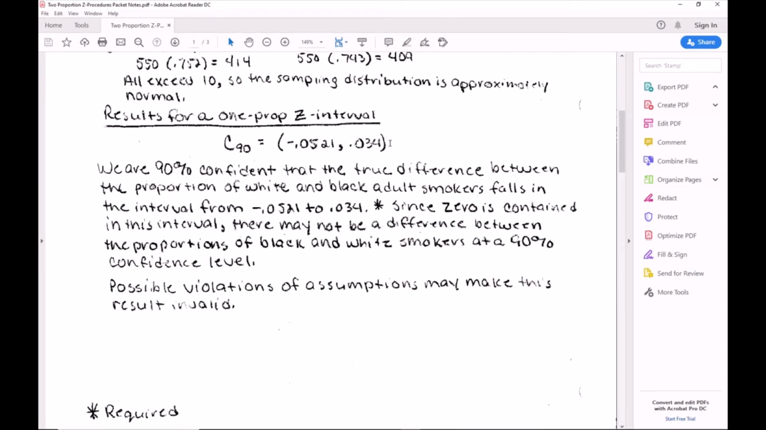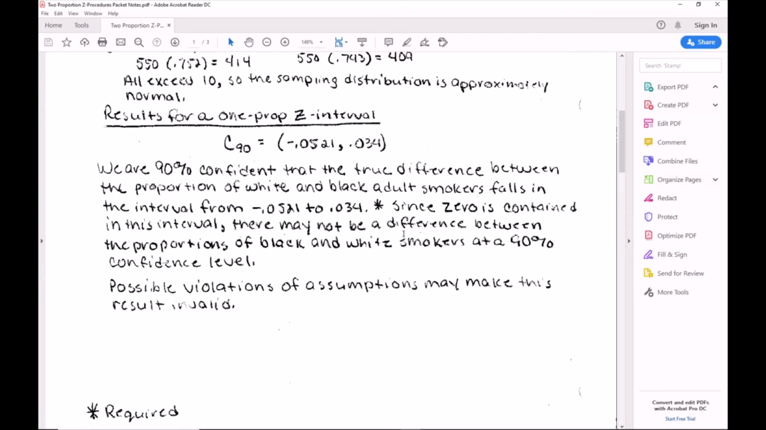Because we're going from negative to positive, we have to cross 0. So here is the write-up, and stick to the script, people. Some of you came up with goofy stuff on your quiz. So we're 90% confident that the true difference between the proportion of white and black adult smokers falls in the interval from negative 0.0521 to 0.034.